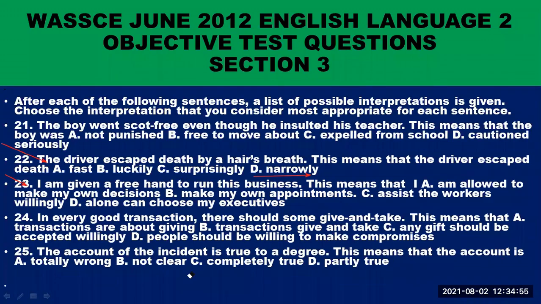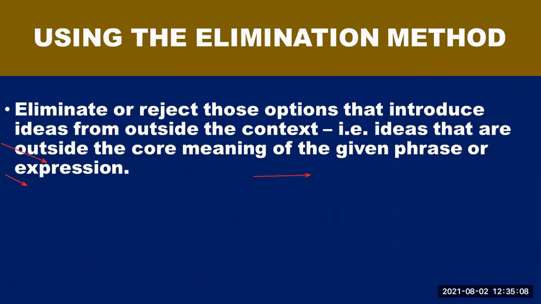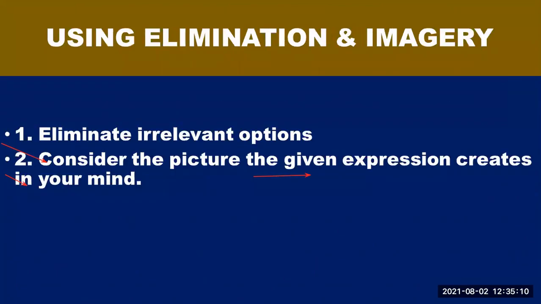And that will help you to try to decipher the meaning, the interpretation, all right? So if you use this method, it will help you a lot, especially when you combine it with the elimination method. There are some options from A to D that don't make sense at all. So you are going to eliminate those options and then you use the image created in your mind to try to figure out the exact interpretation.